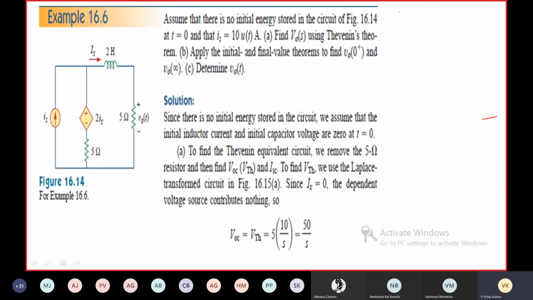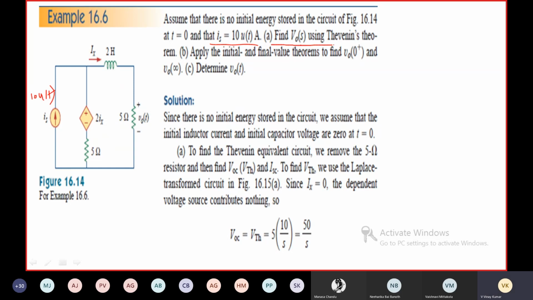Now assume that there is no initial energy stored in the circuit. I of 0 is 0, v of 0 is 0 at t equal to 0. We don't have capacitance, so I of 0 is 0. I of s is given as 10 u of t.